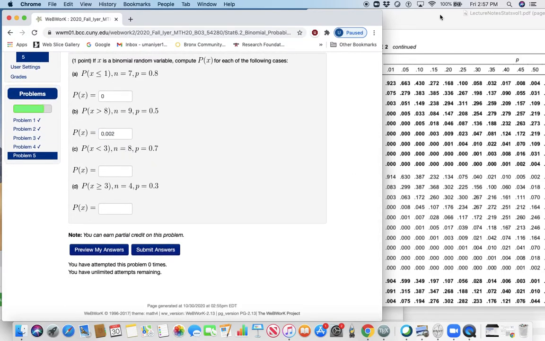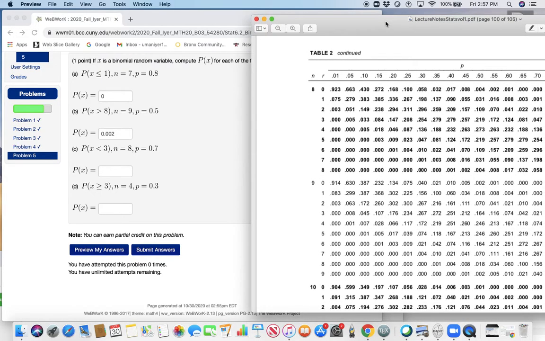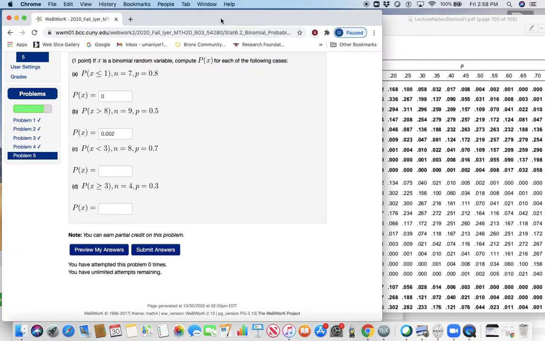N is 8 and p is 0.7. There you go, 0.7, those are the numbers. N is 8. We want x less than 3. So less than 3 means 2, 1, 0. So these three options: 0, 0 plus 0.001 plus 0.010.